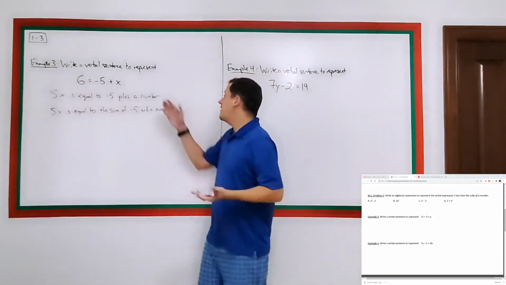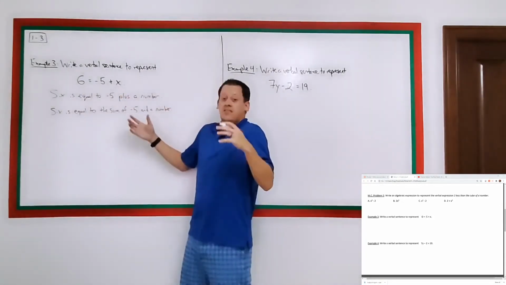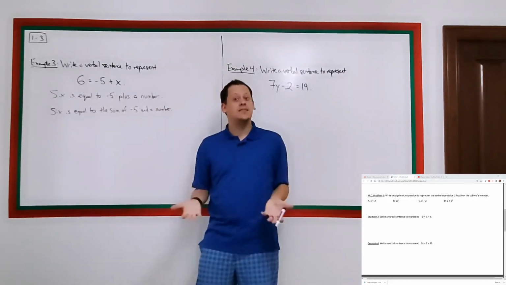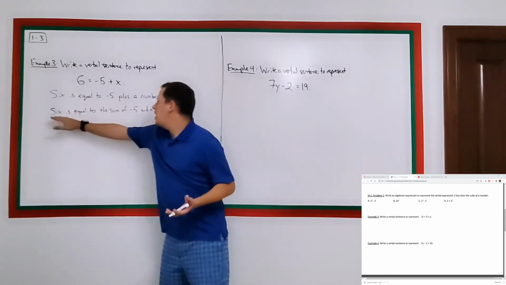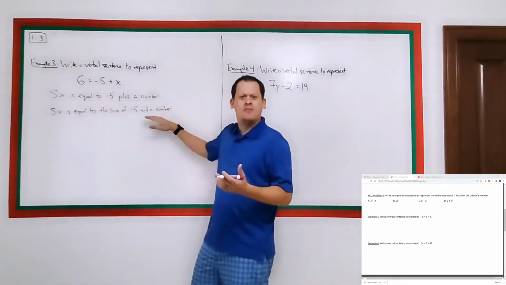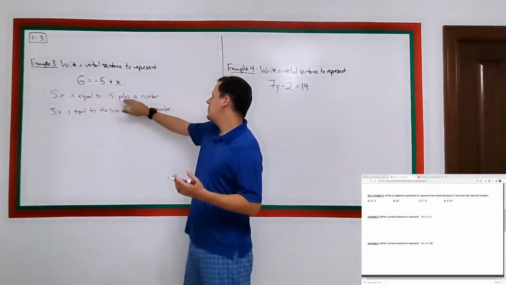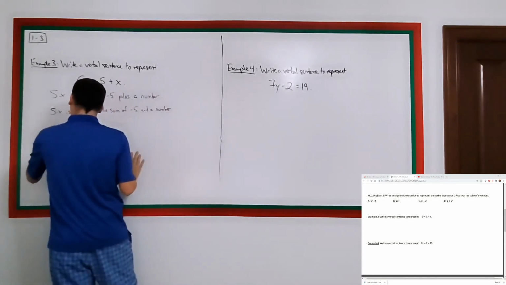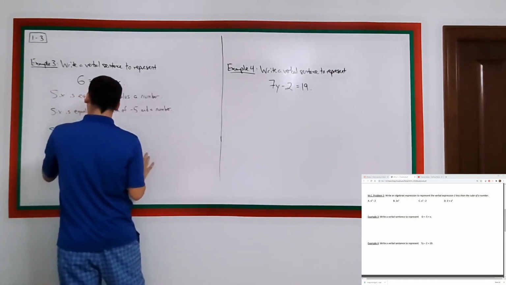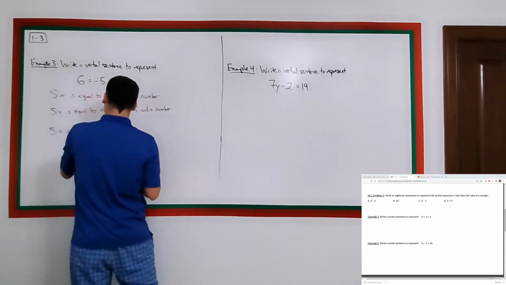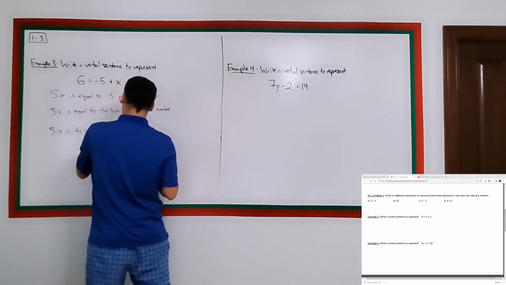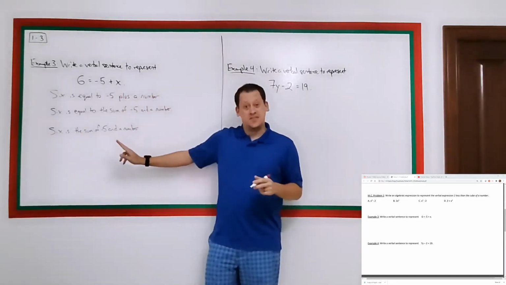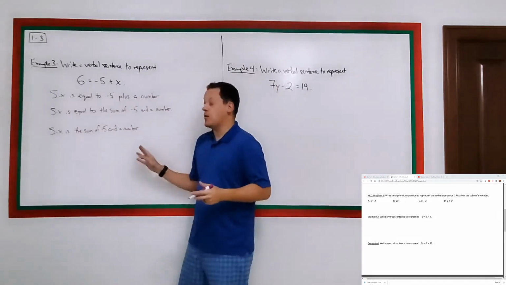Okay, so instead of just saying -5 plus a number, you could say the sum of -5 and a number, because when you add two things together, it's a sum. This is probably more likely what you would see if you were starting with the words. I don't think they would write it this way. You could write "6 is the sum of -5 and a number."